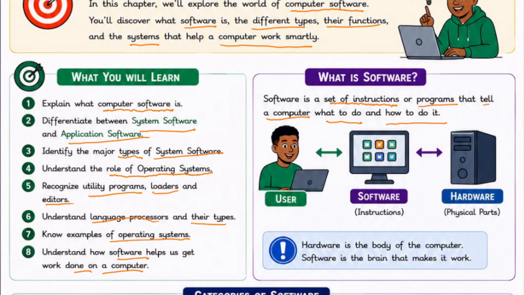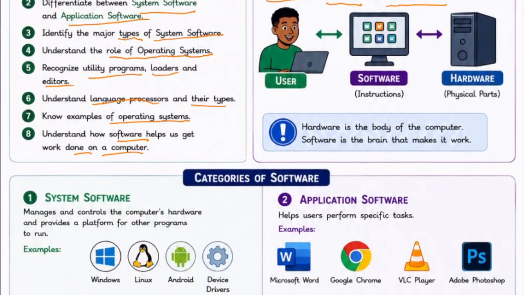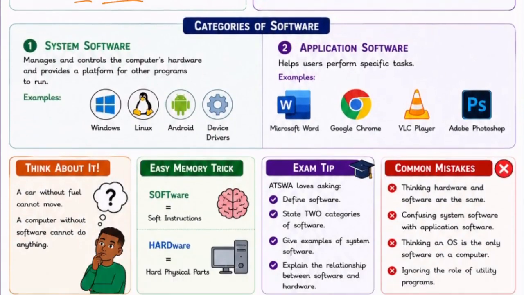So hardware is the body of the computer, and software is the brain that makes the body work. Now let's look at the categories of software. We have two categories of software: system software and application software. That's why I said part 1 is lengthy, because it discusses both system software and application software.